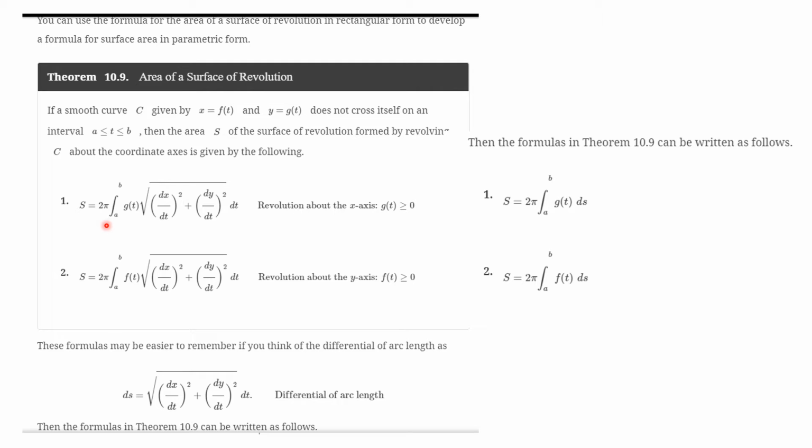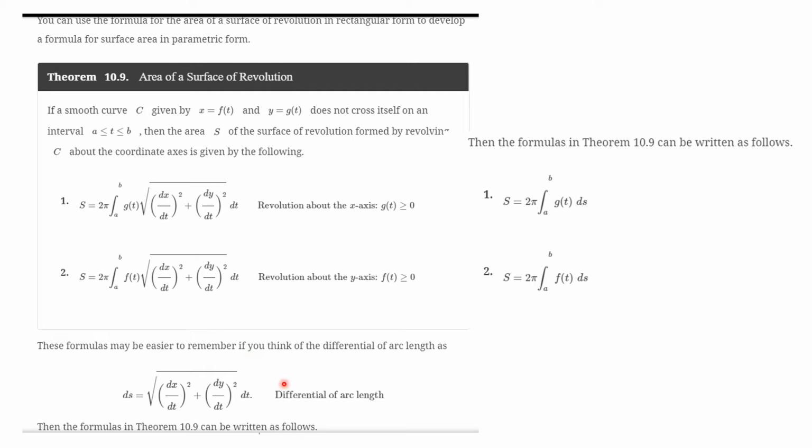S is equal to 2 pi, the same multiplier we had before, but now we're integrating g of t times ds, and so this is going to be the square root of (dx/dt) whole squared plus (dy/dt) whole squared dt. And similarly, if we're going around the y-axis for f of t greater than or equal to 0, the surface area of revolution then is going to be 2 pi, the integral from a to b, f of t, and then this is ds again, but now it's in parametric form. So this is the square root of (dx/dt) whole squared plus (dy/dt) whole squared dt.